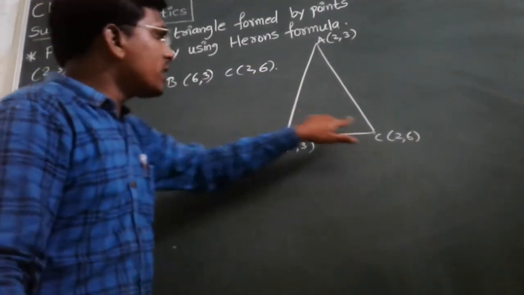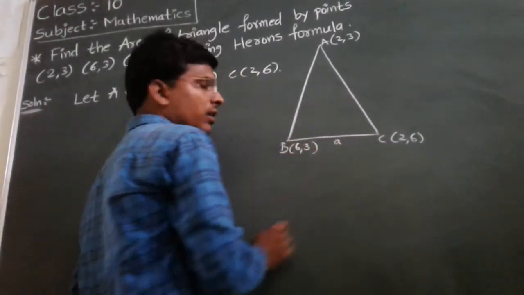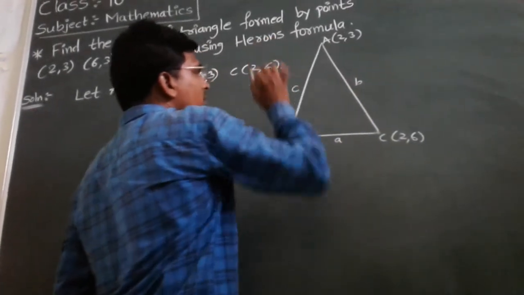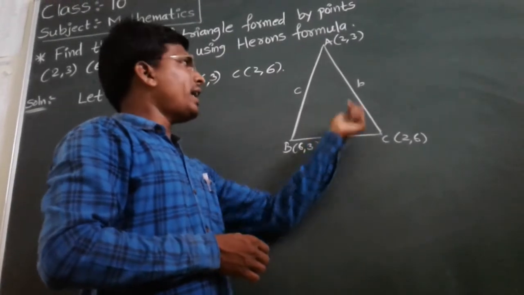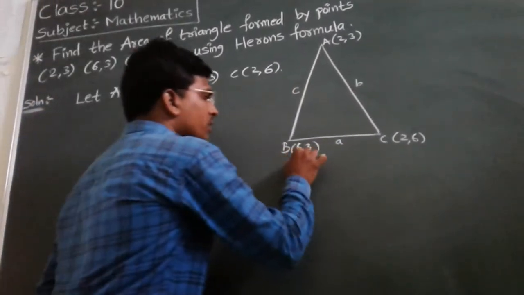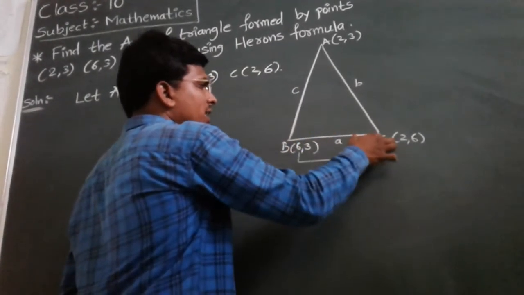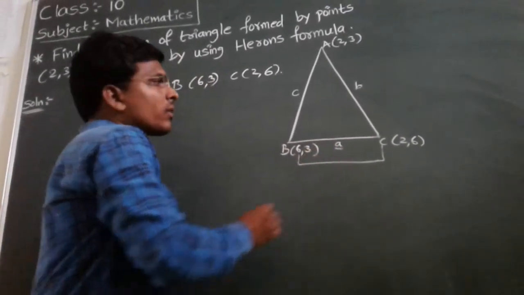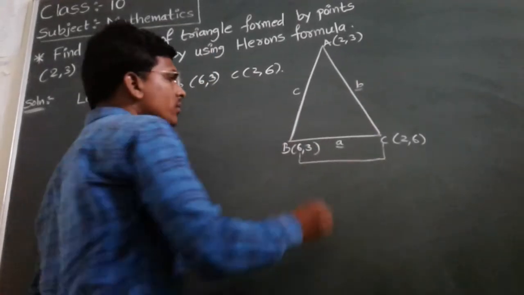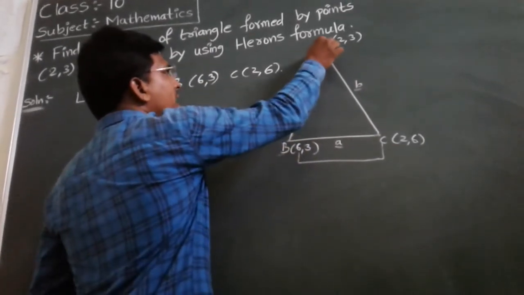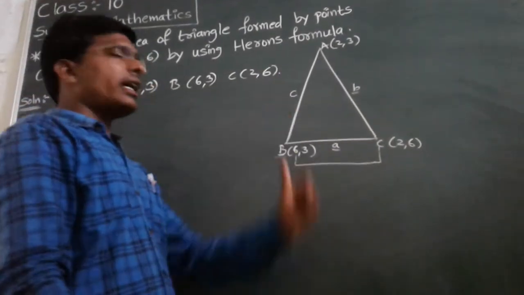Here three points are given. By using these three points, we have to find the A, B and C values. How do we find the lengths of the sides of the triangle? First find the BC distance, the distance between point B and point C, and you will get the A value. Find the distance between C and A and you will get the B value. Find the distance between B and A and you will get the C value. In this way also we can use Heron's formula.